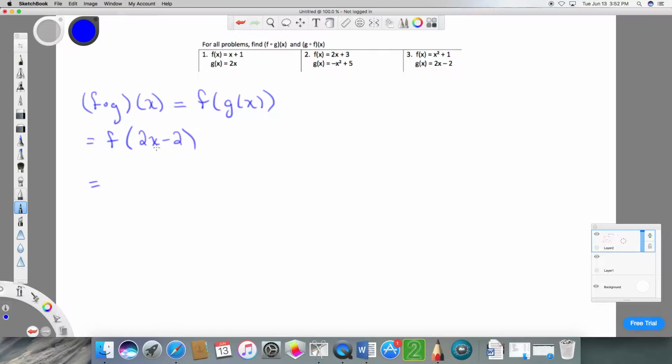Now what will f do to the input? F always creates an addition problem where the first term is the input squared and the second term is plus 1. So if we square this and combine the like terms, we'll have our final answer. The f composed with g of x is 4x squared minus 8x plus 5.